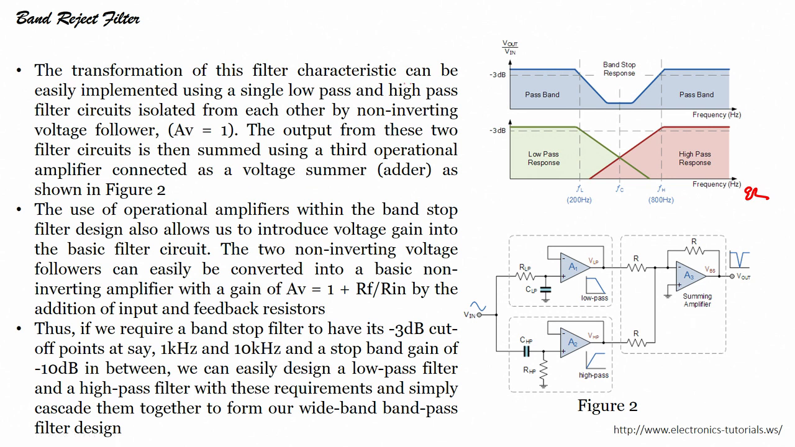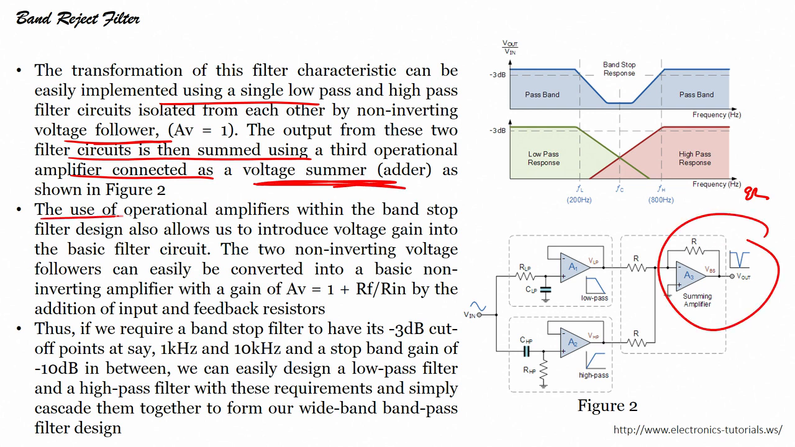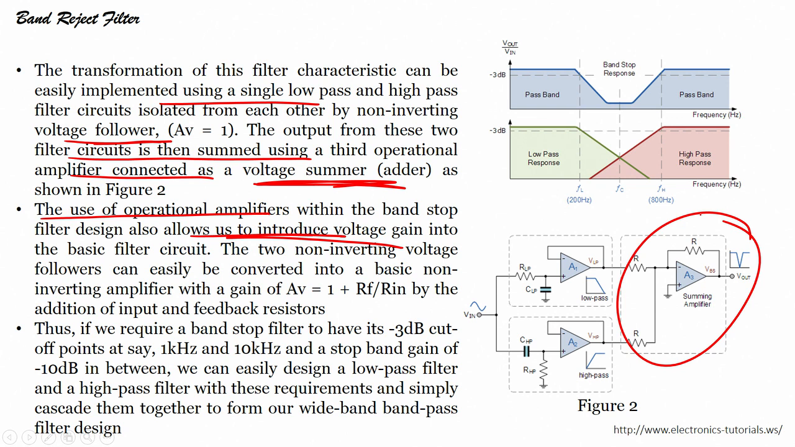So, transformation of this filter characteristics can be implemented using a single low pass and high pass filter circuit with a non inverting voltage follower. The output from these two filter circuits is summed using a third operational amplifier called a voltage summer, which you can see here, right. The use of an operational amplifier within the band stop filter design also allows us to introduce voltage gain, right. So, because we have now used the amplifier, we can also amplify the signal, that is, we can also introduce the voltage gain.